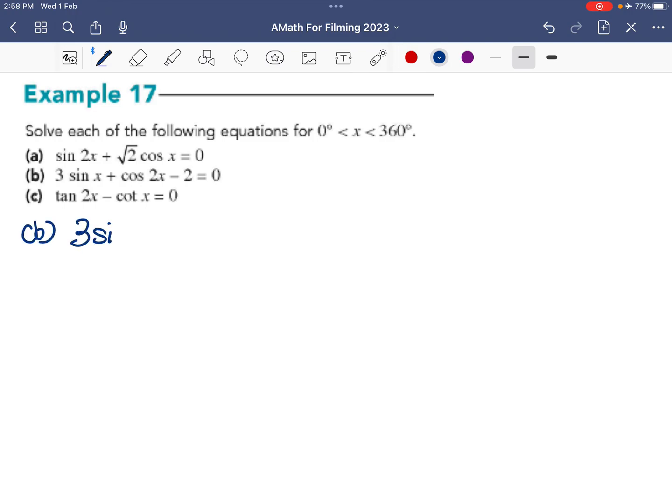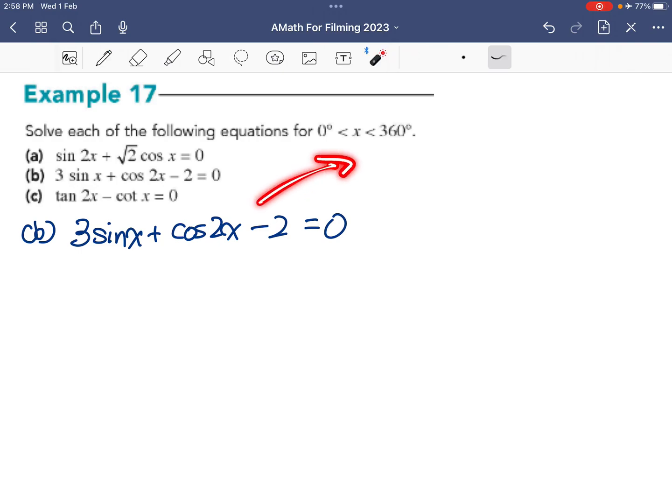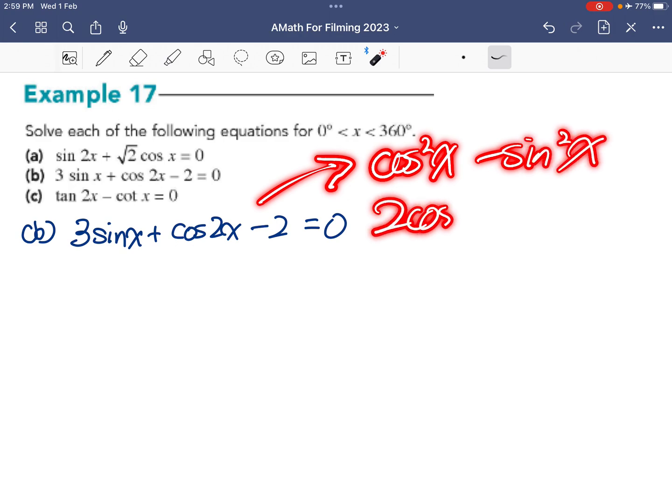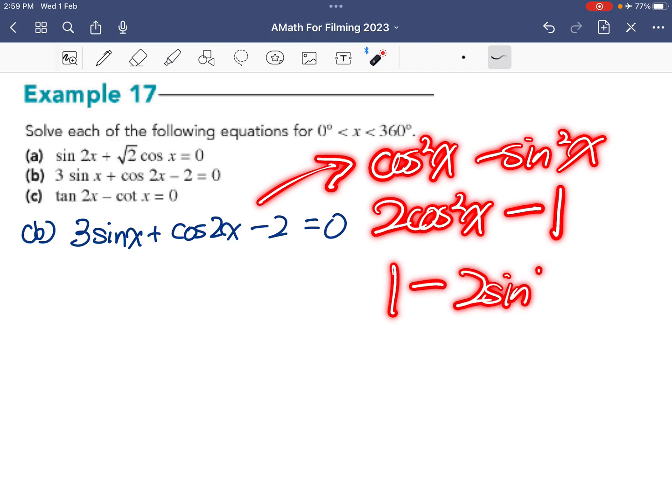Okay, I'll attempt to solve part B now. Part B is this: 3 sine x plus cosine of 2x minus 2 equals 0. Slowly first, we just think about it. Cosine of 2x presents several ways for us to do this. I can either get it as cosine square x minus sine square x, 2 cosine square x minus 1, or 1 minus 2 sine square x.